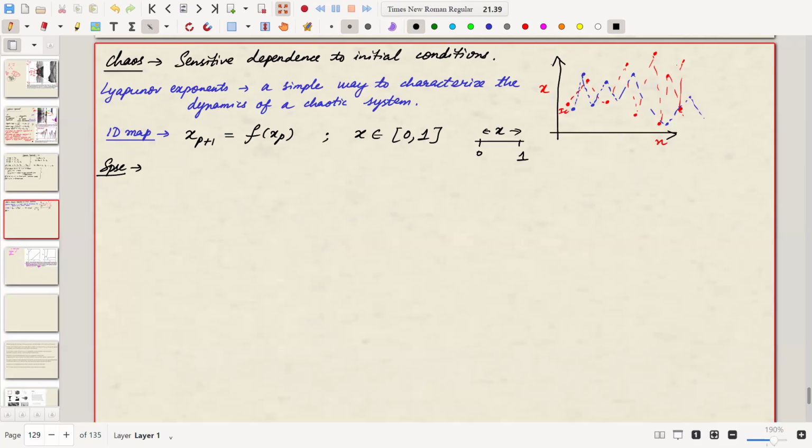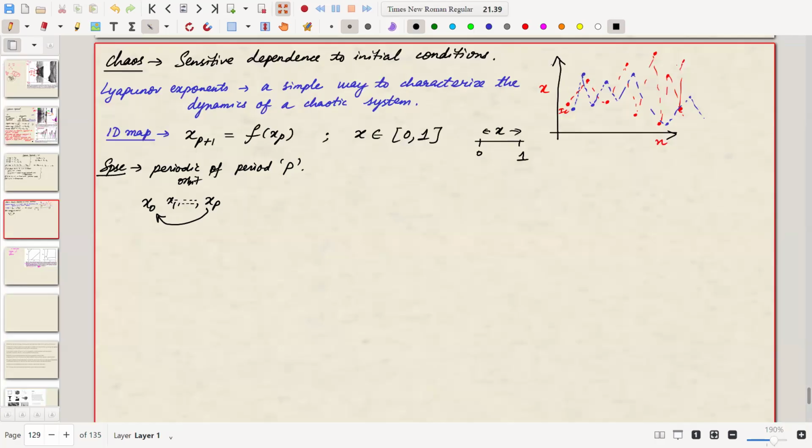Suppose f has a periodic orbit of period p. So what does it mean? How can we say that mathematically? Suppose you started from x naught, then you keep on iterating, then you landed on x_p. Then if you iterate that x_p, you will be back to x naught again. That is the idea, right? x naught, x1, so on till x_p.